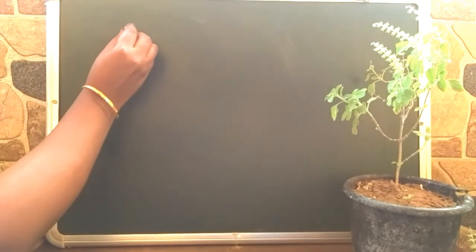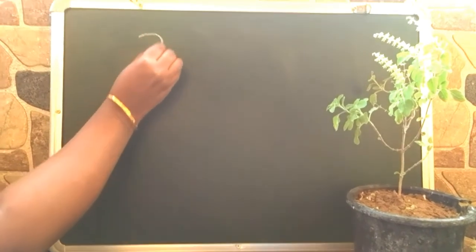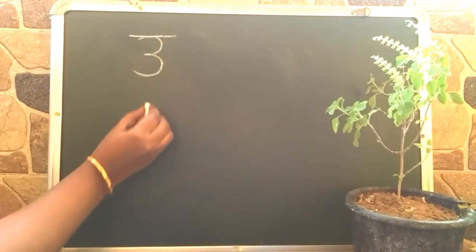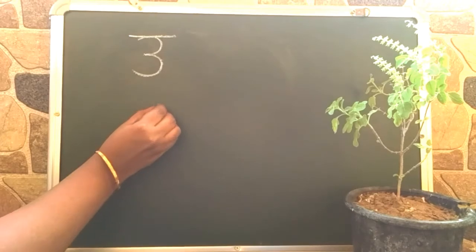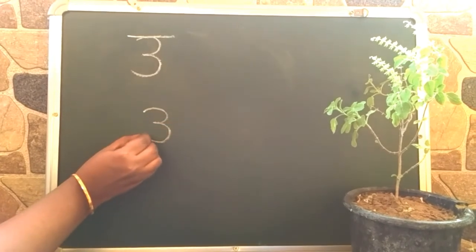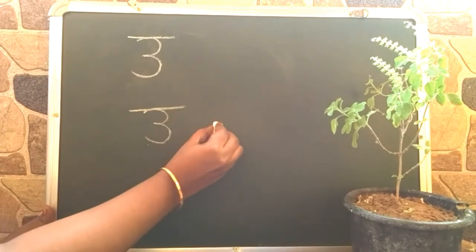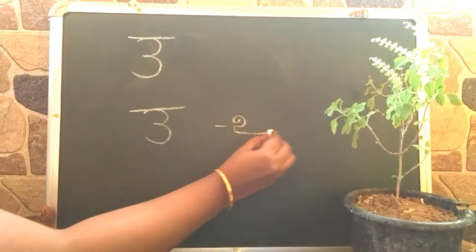Now we are going to the next letter. The letter is U. This is very simple letter. First we have to write number 3 and a sleeping line on the top. This is letter U.